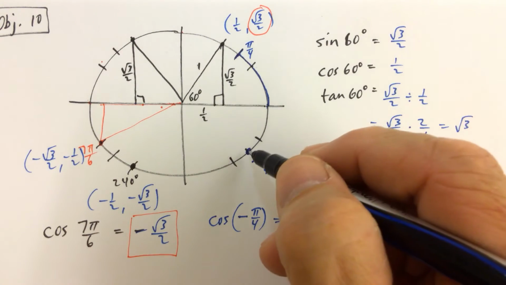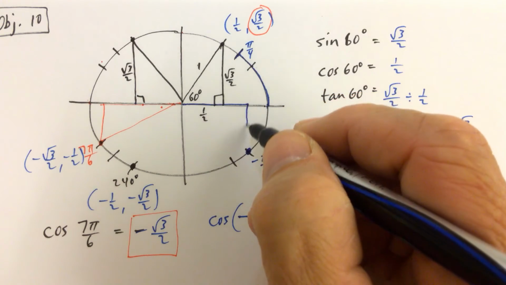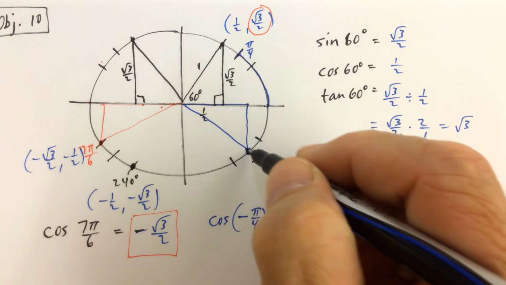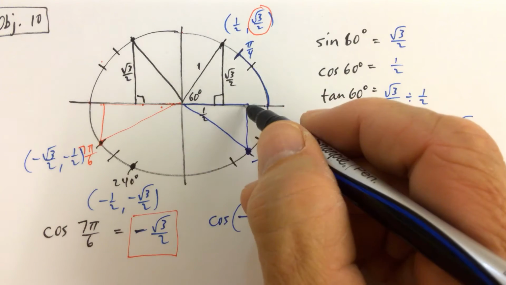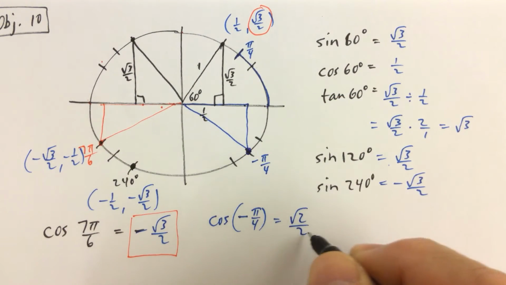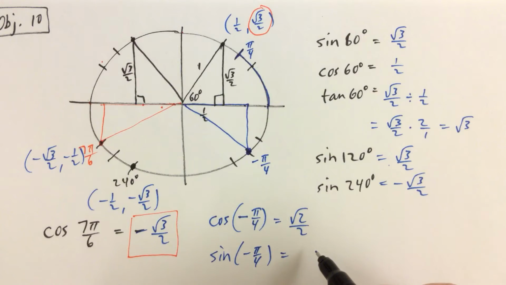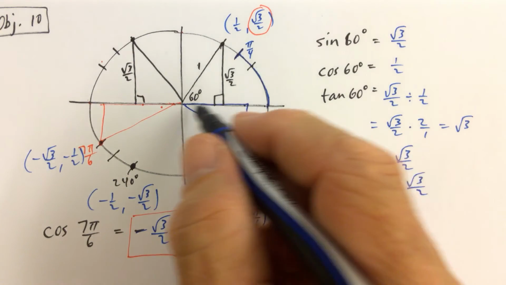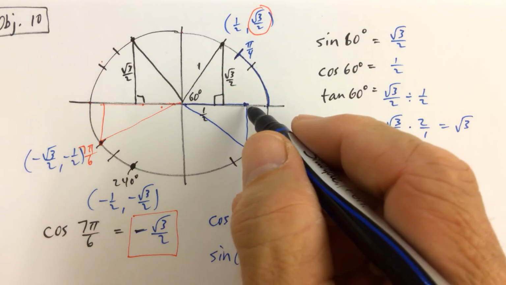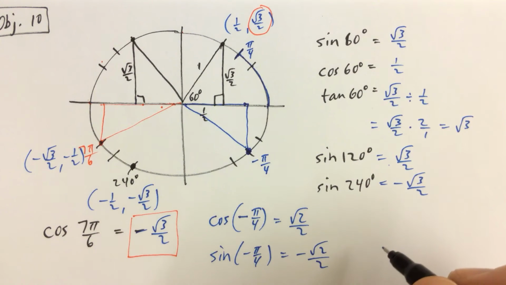And all we have to do is find the x-coordinate of that point. Remember this is a 45, 45, 90, so the x-coordinate of the point is going to be radical 2 over 2. That's the x-coordinate of the point. If we wanted to find the sine of negative pi over 4, then we'd find the y-coordinate of that point. Now what's the y-coordinate? You go to the right radical 2 over 2, and you go down radical 2 over 2. So it would be negative radical 2 over 2.